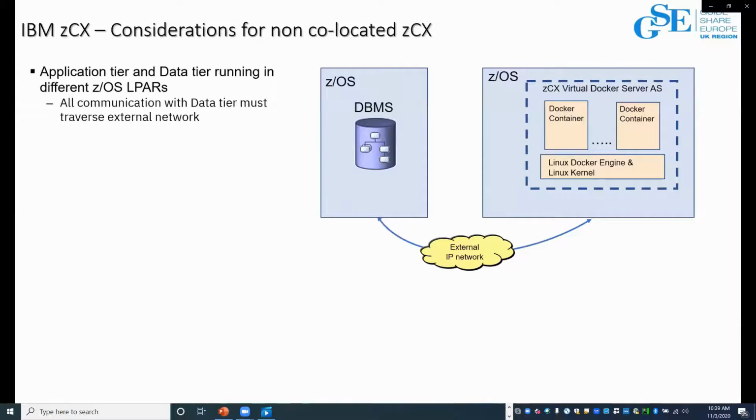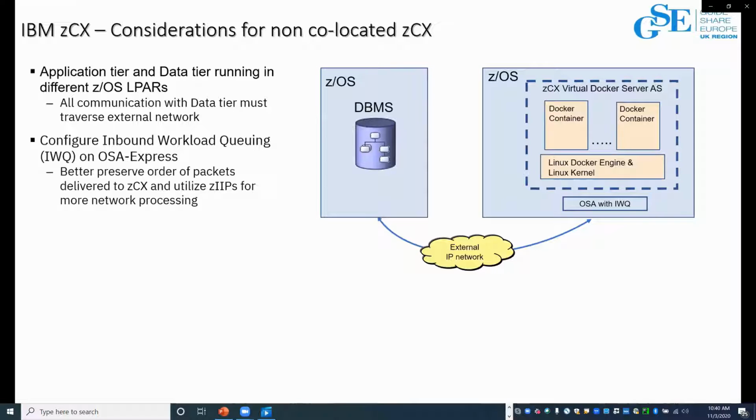There may be scenarios or conditions where a Docker container running in zCX cannot be co-located with the z/OS database. In these scenarios, there are still optimizations that can be made to make the communication over the external network as efficient as possible.